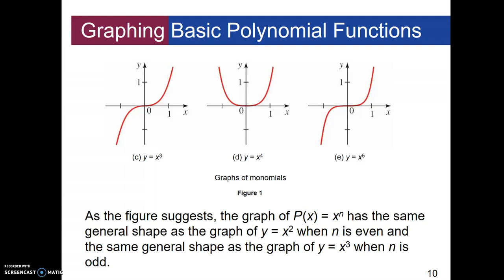So we can see, probably pretty quickly, that if you throw a negative in front of any of those, it's going to cause a reflection about the x-axis, which is going to invert the behavior. So for the odd functions, that would correspond to rising to the left and falling to the right, and for the even ones, falling to both sides.